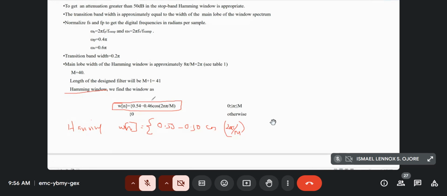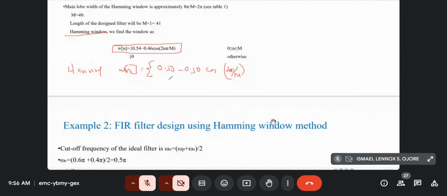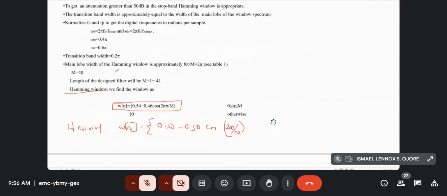But anyway, I'll try to give you the correct figures. They are everywhere over the internet. You can get those different windows. They are w(n) for rectangle, of course. w(n) is equal to 1 for that, and 0 otherwise. And for the Hamming window, this is equal to this, not 1, for n equal to 0 to M minus 1, and 0 otherwise.